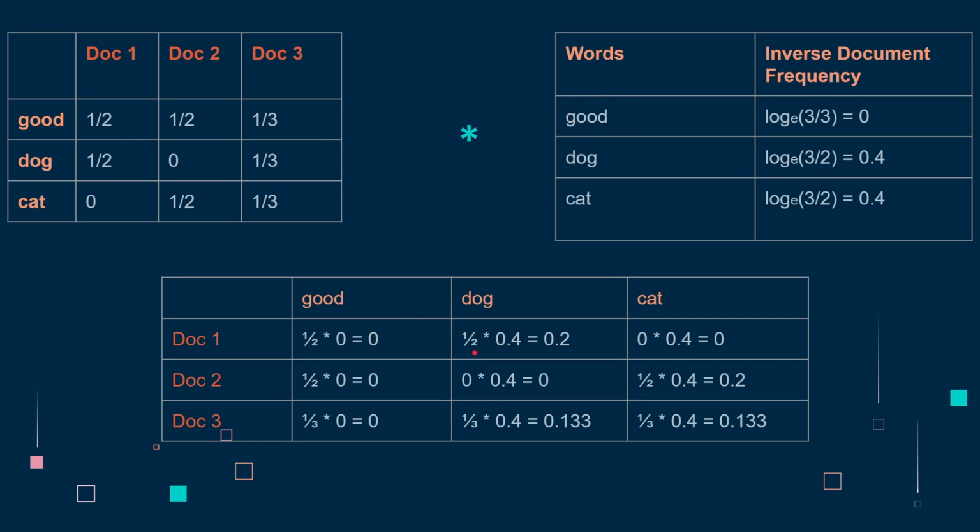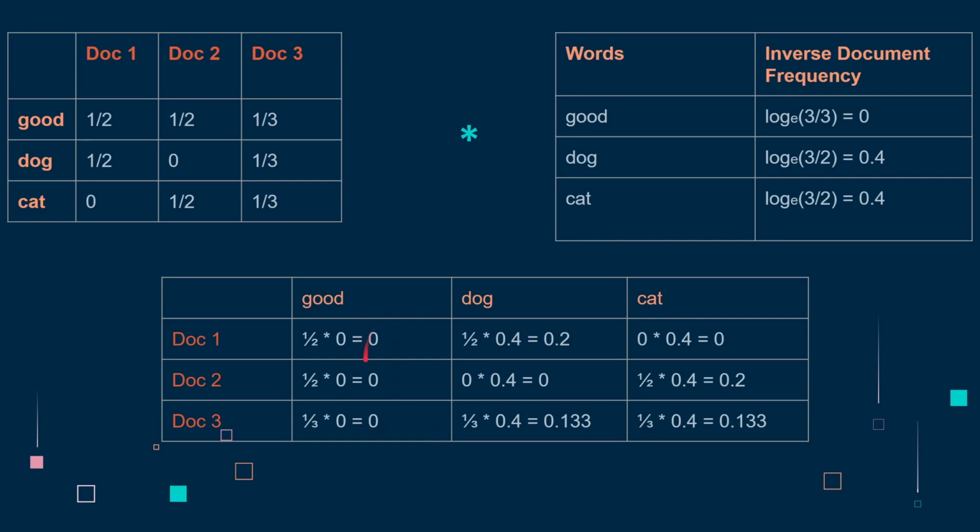What about dog? Well, it's 1/2 in document 1 as well. And we're multiplying it by 0.4, which is the IDF of dog, right? Okay, what about cat? Well, same thing. It's essentially the same for all of them. But what is important is that we might notice a pattern here, right? So we see that the word good is always 0 here, right?